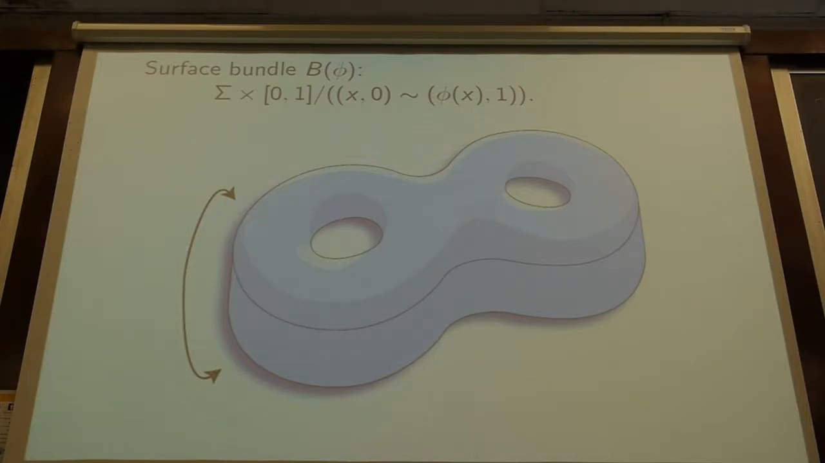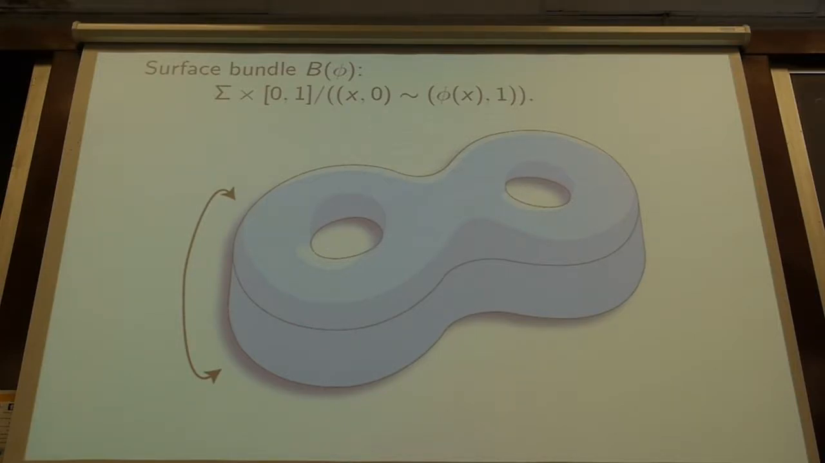So let's start off with a simple example. We can take a surface bundle. So we take a surface, cross an interval. We pick, again, usually a pseudo-Anosov map from the surface to itself, and we glue surface cross 0 to surface cross 1 by this pseudo-Anosov map, by this phi.